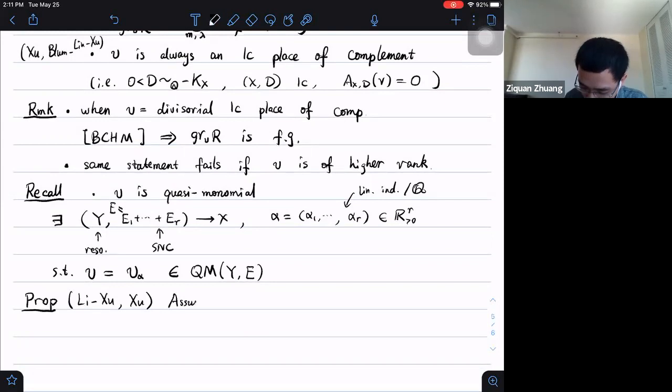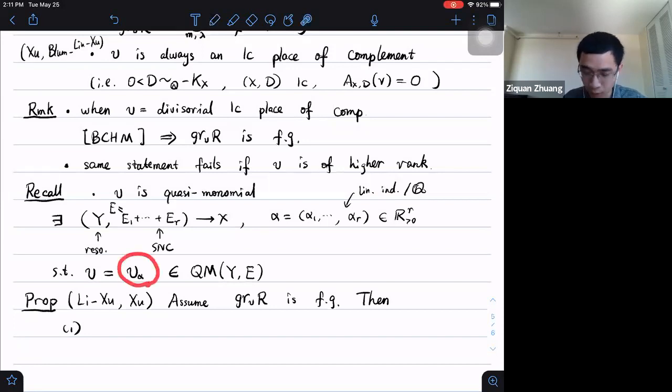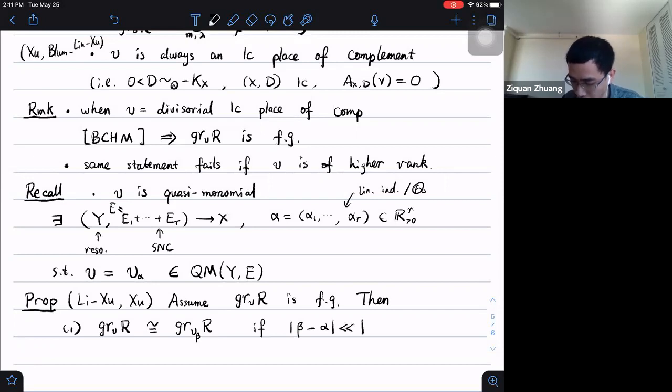So let's assume that this graded algebra is finitely generated, then the following would hold. The first one is that this valuation comes from a quasi-monomial valuation, so I can perturb the weight. The first statement is that if I perturb the weight, I will get the same graded algebra. So this graded algebra will be isomorphic to the associated graded algebra of V beta, if I perturb my weight beta sufficiently small. So if I have a very small perturbation of the weights, I get the same graded algebra.